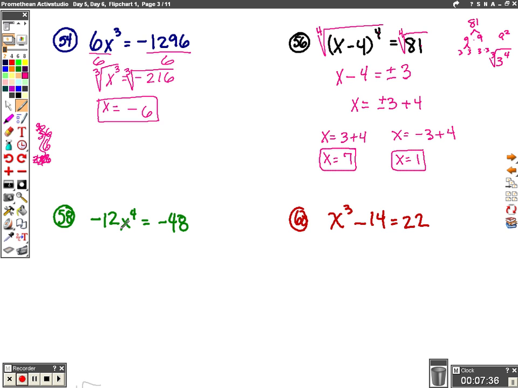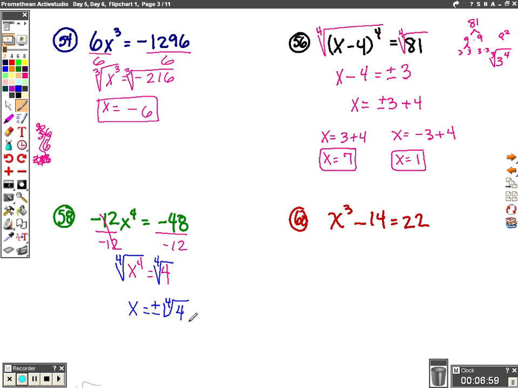All right, let's try this one. We want to get x to the fourth by itself. We're going to divide both sides by -12. That cancels, and we are left with x to the fourth equals 4. Again, I see an even power, so I want to be careful. I'm going to take the fourth root, and I get x equals, because it's a positive number and this is an even power, two solutions, plus or minus the fourth root of 4.